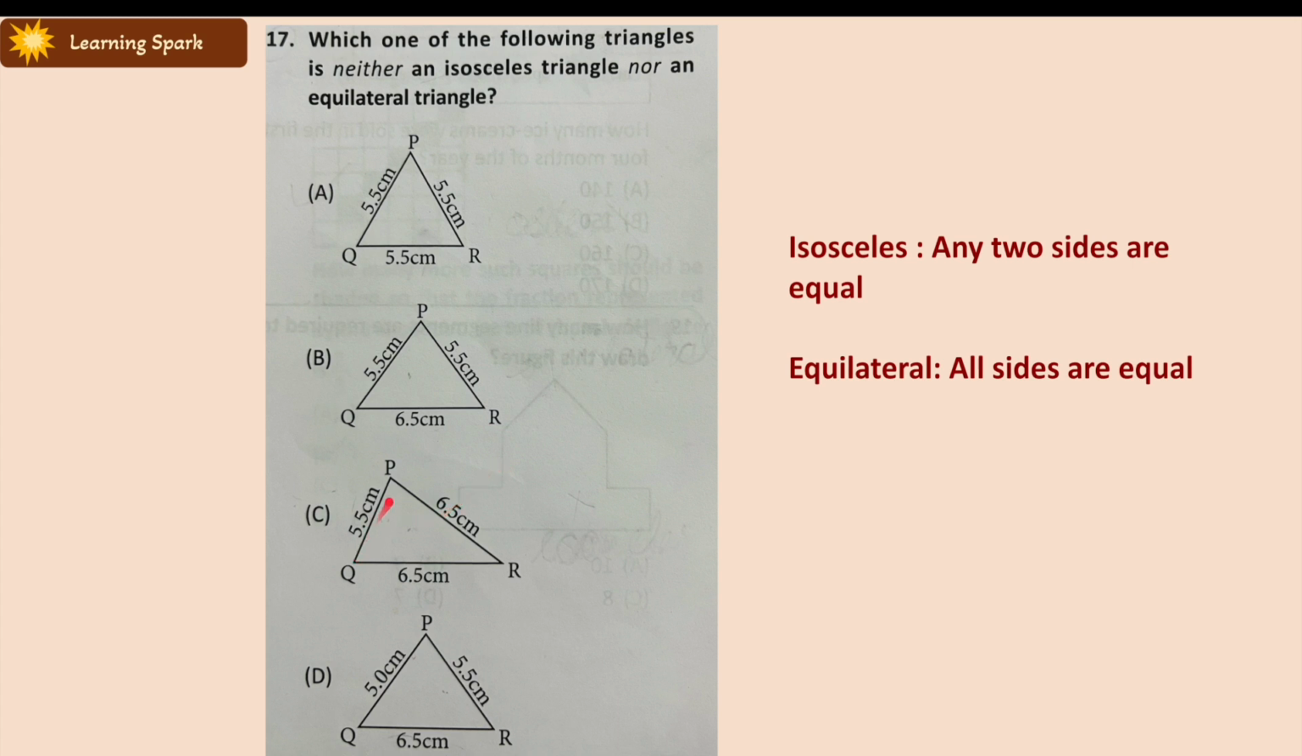So C, this one is different, but these two are equal. These two are equal, so this is also an isosceles triangle. Only the fourth one, where this is 5 centimeter, this is 5.5, this is 6.5. All three are different, so this is neither isosceles nor equilateral. So D is our answer.